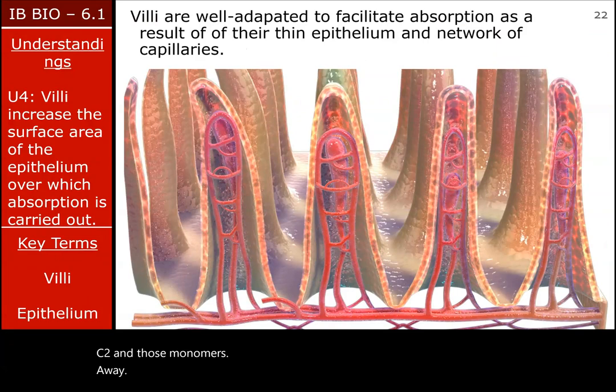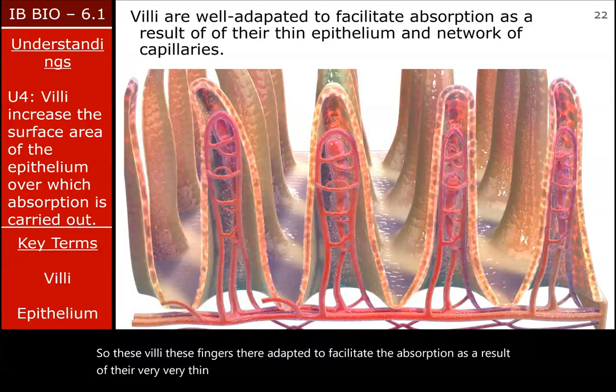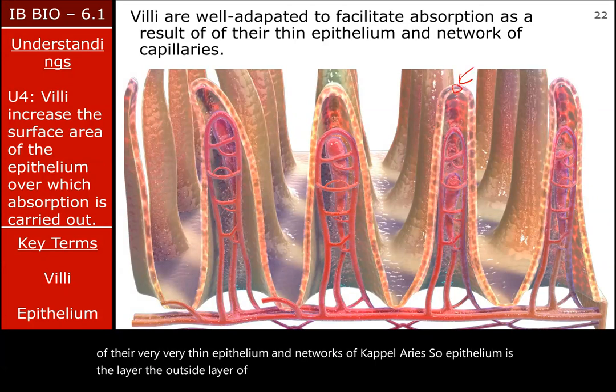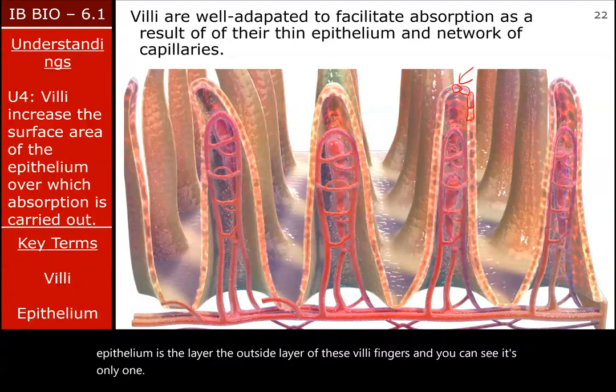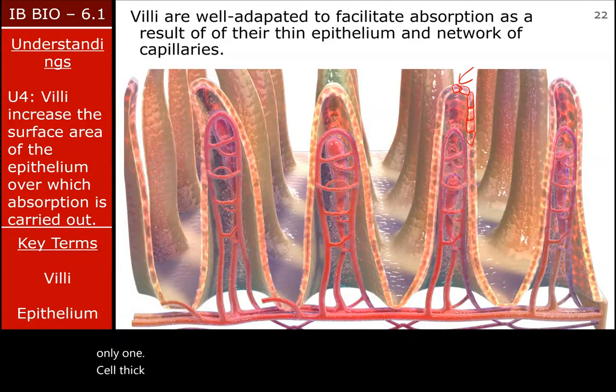These villi, these fingers, are well adapted to facilitate absorption as a result of their very thin epithelium and network of capillaries. The epithelium is the outside layer of these villi fingers, and you can see it's only one cell thick. It's very, very thin.